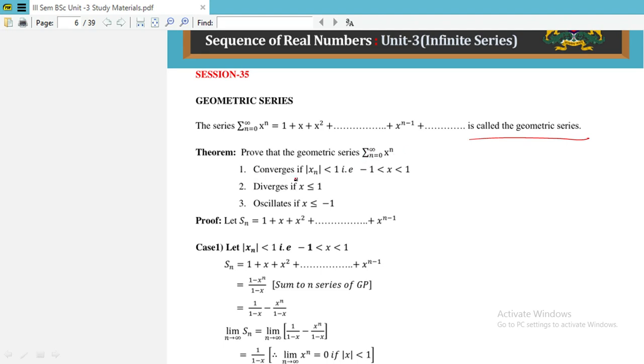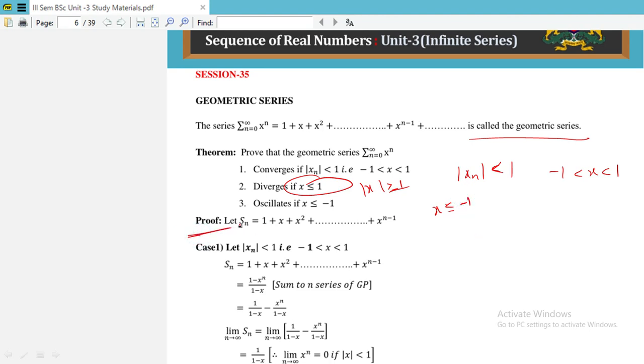First, it converges if modulus of x is less than 1, that is, x lies between minus 1 and plus 1. It diverges if mod x is greater than or equal to 1, and it oscillates if x is less than or equal to minus 1.